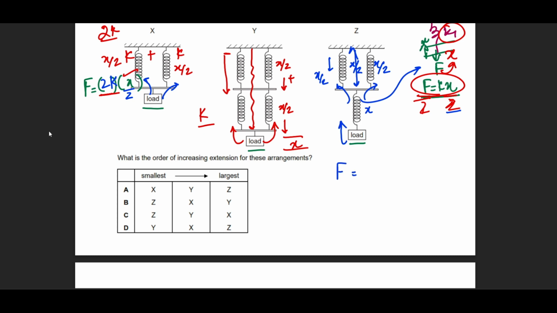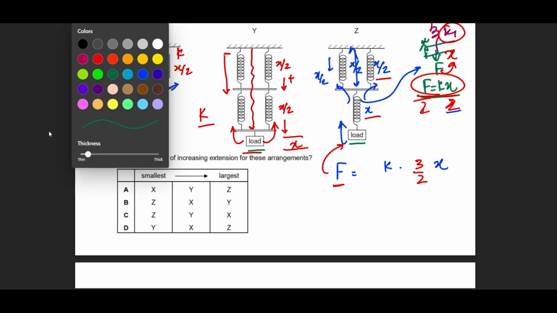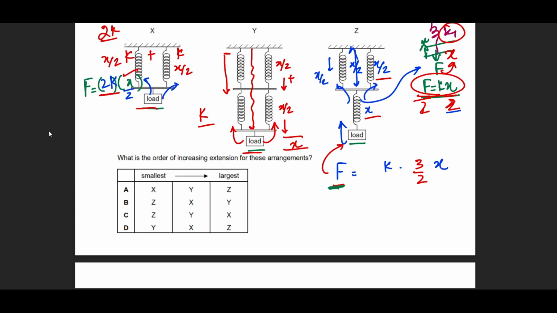F is equal to kx. We don't know what's going to happen here, right? So I need to make sure that the load F is exactly the same, because it's the same in all options. I figured out that the extension in this case is going to be x/2 plus x, which becomes 3/2. Now, if you want to make sure that the load remains the same, what should I put over here?